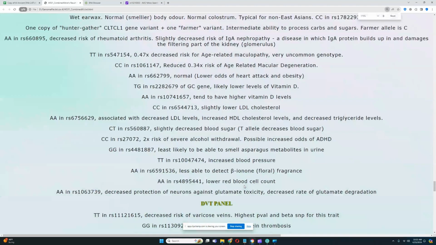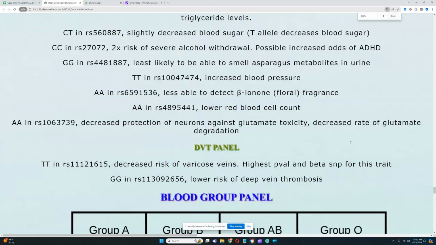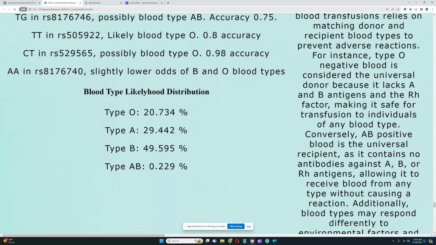Let's zoom in, actually. Maybe you guys can't see. I'm really worried that you can't see it that well. I'm going to zoom in. So you can see that for the type O prediction, it's 20.7345. For type A, it's 29%. For type B, it's 49%. So it's most likely type B. His blood type is most likely type B.